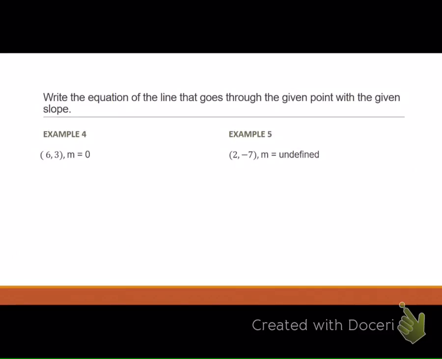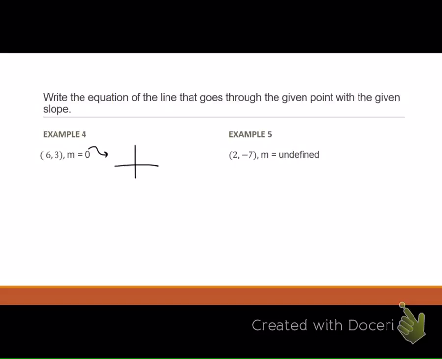Yay. All right. Write the equation of the line that goes through the given point with the given slope. If the slope is 0, what kind of a line do you have? It has a 0% slope, so it's a horizontal line.